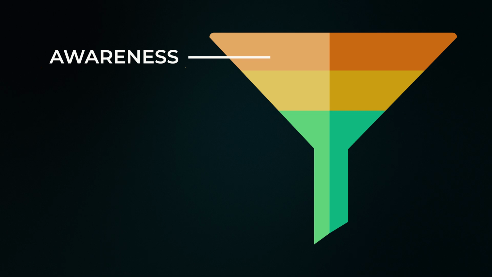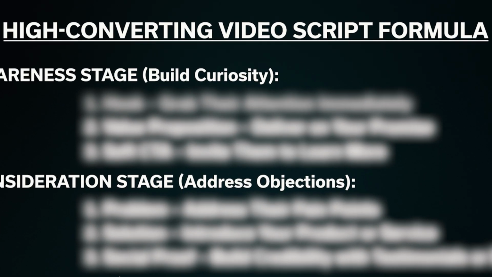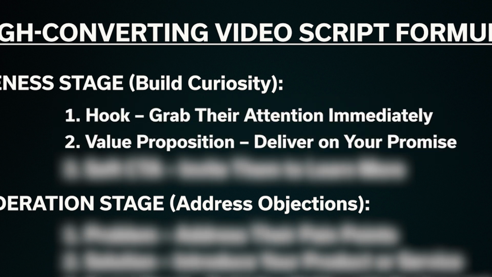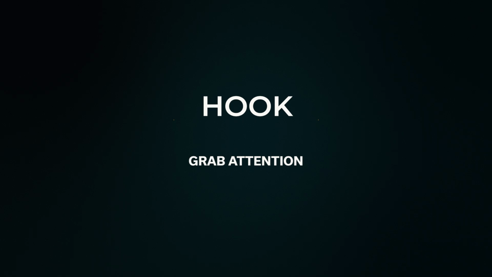Now the awareness stage is the top of your funnel. Your audience is just discovering your brand and they're looking for valuable information that helps them solve a problem or maybe answers a question. This is where you hook their attention and provide educational content that positions your brand as a trusted resource. Now, there are three main components of an effective awareness stage script: the hook, the value proposition, and the soft CTA.